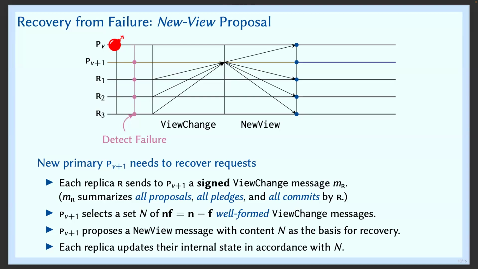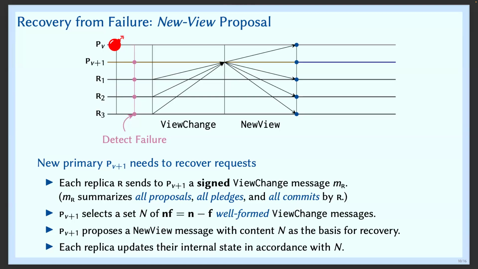What you send as part of your view change message is essentially your history. You say, these are all the things that I have done. These are all the requests that I have prepared. That is the most important one. You can also include the requests you committed as an optimization, but the necessity is to include all the requests that I have prepared so far. And the new primary collects that.